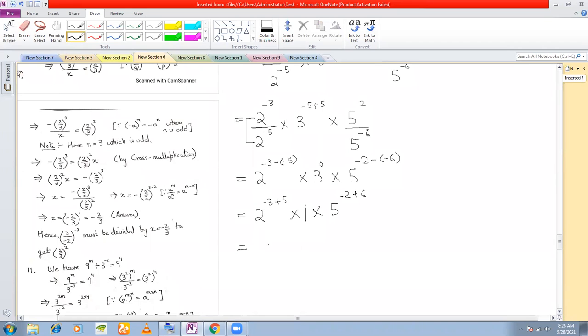So this becomes 2 to the power of 5 minus 3, which is 2 square, into 1 into 5 to the power of 6 minus 2, which is 4. So your answer is 2 square into 5 to the power of 4. Okay, if you want, you can simplify also. This is 4 and 5 to the power of 4 is 625. Okay, so this will give you 2500.